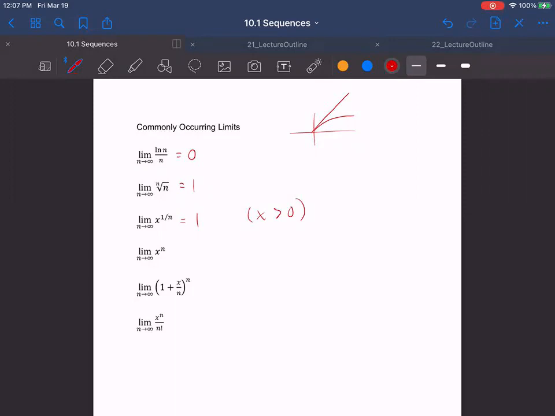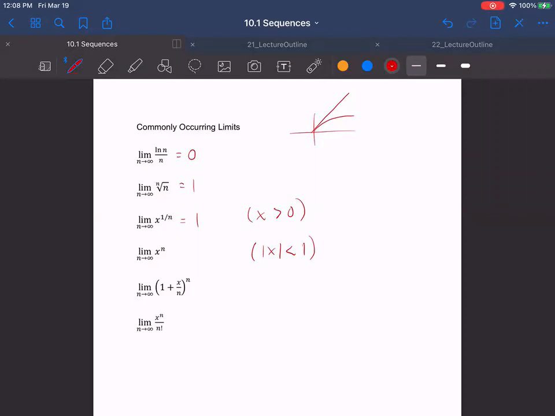What about the limit as n goes to infinity of x to the n? That probably needs to be 1. Now, if we're just sending n to infinity, that's one thing. But what if we're restricting x to be less than 1, like 3/8?